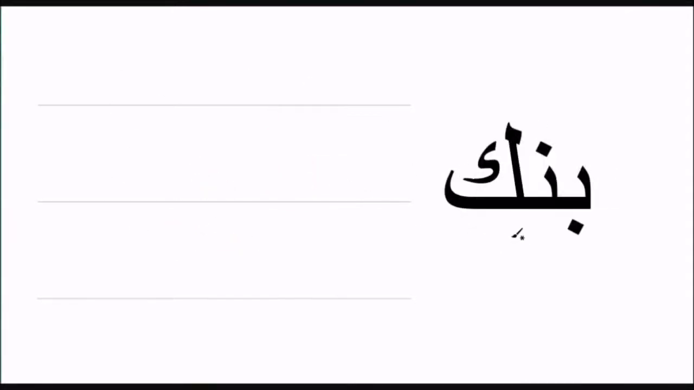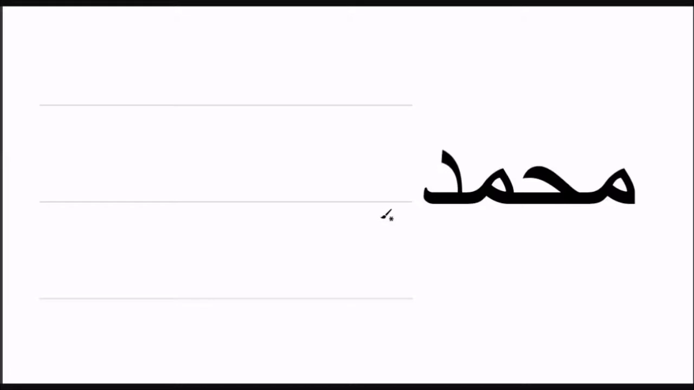Here we have the word bank in print. Let's see what it looks like when handwritten. It's very similar. The letter Ba, and then the letter Nun, and then the letter Kaf, with everything connected. Then we finish the final Kaf by placing a small initial Kaf inside the letter. The letter Ba has a dot, of course, below the letter, and Nun has one above. And that is how you write the word bank.